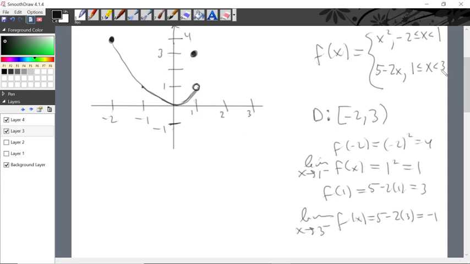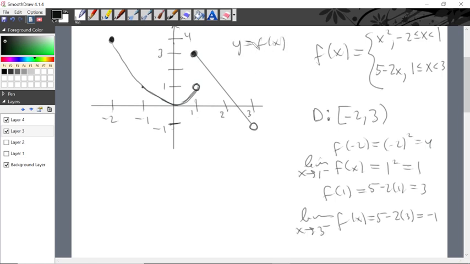Is that open or closed? 3 is not included in the domain, so this is going to be an open point right here. Okay, and connect these two in a line segment. I'm going to fix that a bit because the x-intercept should be around 2.5. If you set this equal to 0, you get 5 halves, which is 2.5. So halfway between 2 and 3, it should be crossing. Okay, there we go. Here's our graph, y equals f of x.